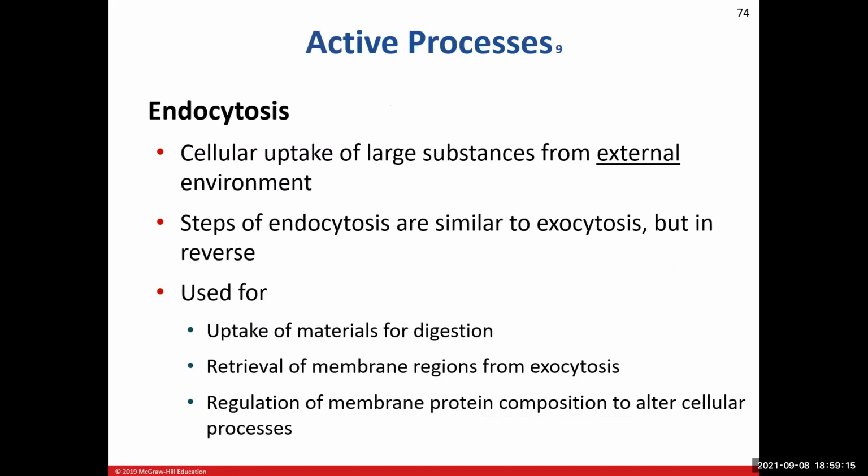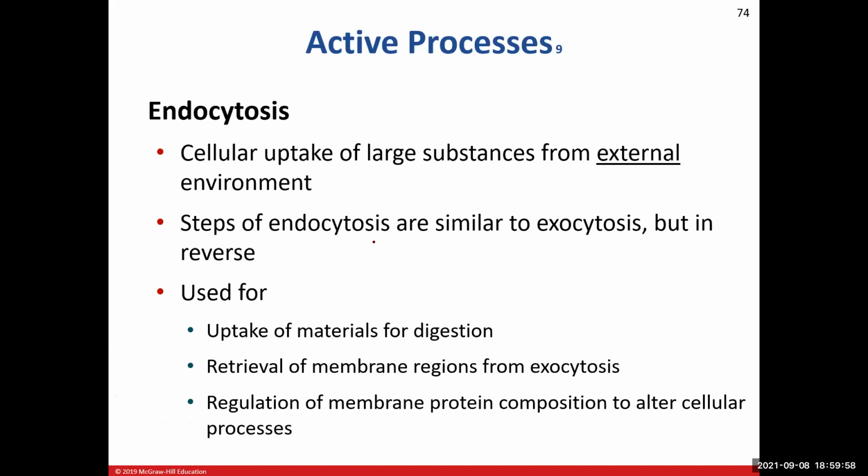So the other type of active process that we're going to spend a little bit more time on is called endocytosis. This is when there's something outside of the cell, something in the external environment that the cell really wants. And so it's going to take it and bring it inside. And usually it's going to be large substances. And this process of endocytosis is very similar to exocytosis, except we're just moving in the opposite direction. So we'll see this in cellular digestion, all right?